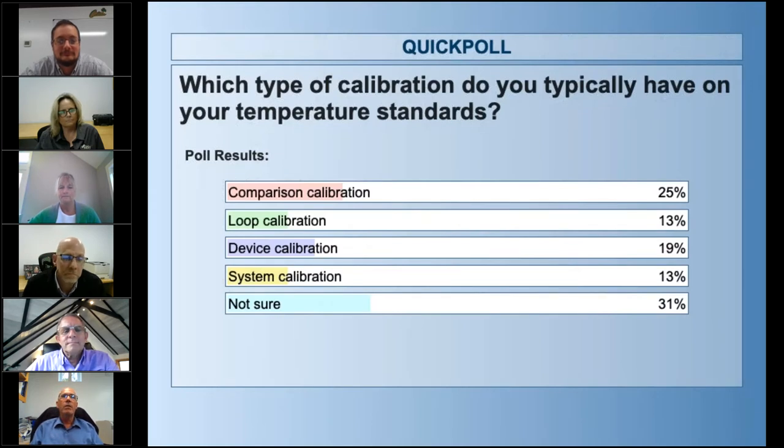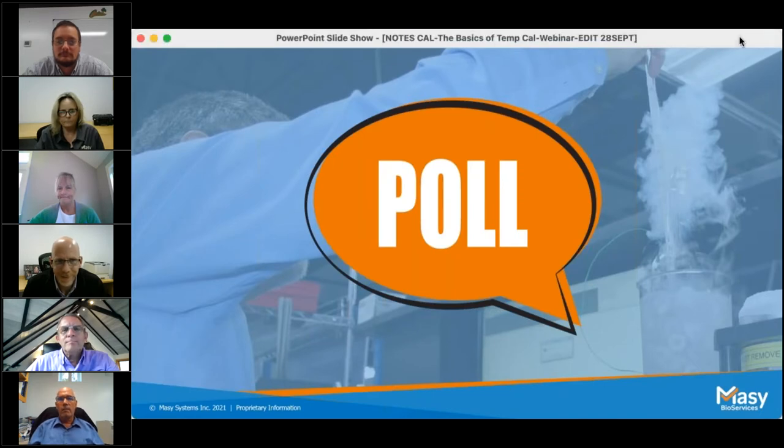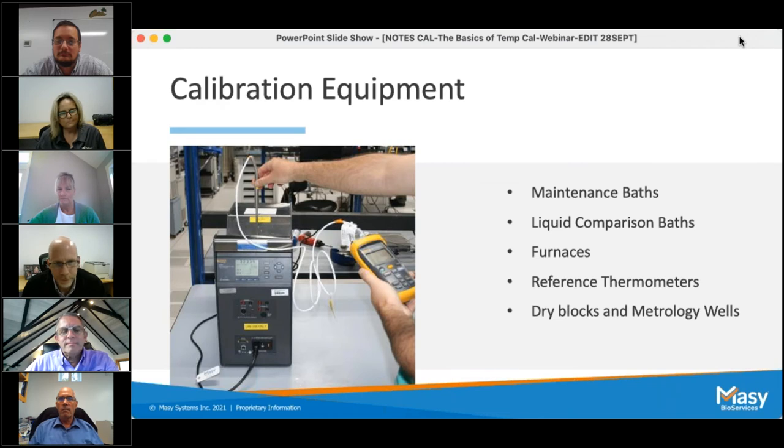It looks like the winner is comparison calibration at 25%, but a good sprinkling of the other types of calibration as well. 13% show loop calibration, 19% use device calibration, 13% system calibration, and 31% not sure. So thank you for answering that. We're going to move on, and John's going to talk to us a little bit more about commonly used equipment for temperature calibration. Thank you, Amy.